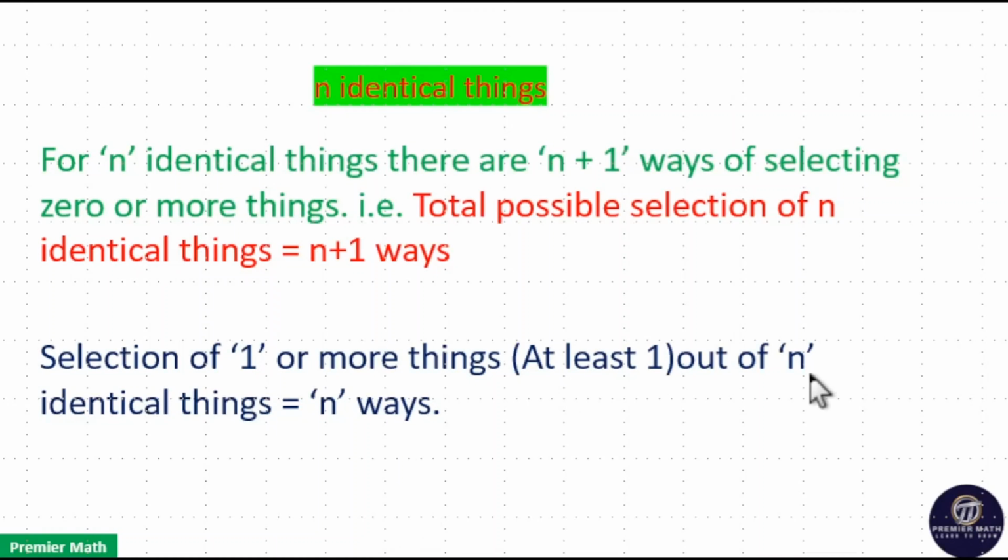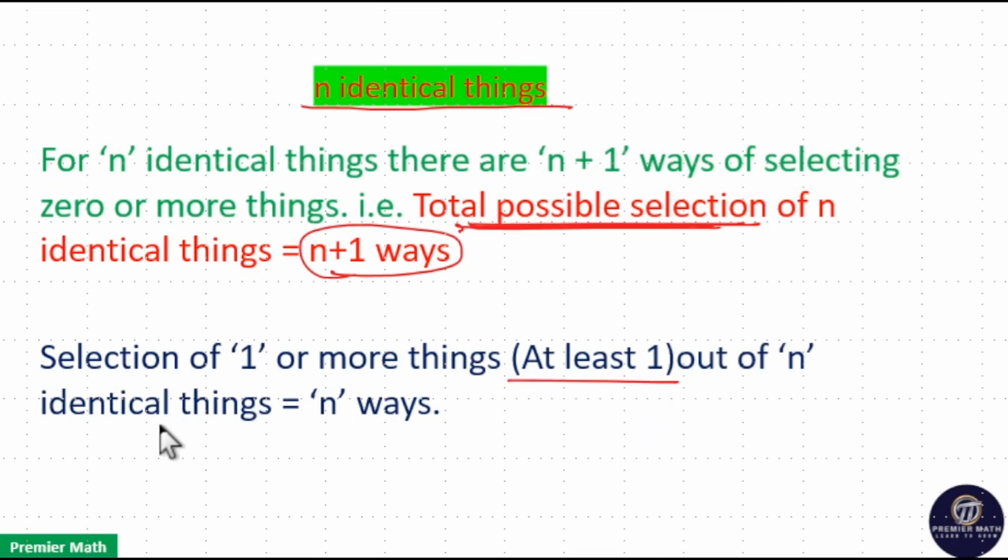Now before solving the next question, just remember certain things. For n identical things, total possible selection can be done in n plus 1 ways. Total possible selection means all the possible selections, which includes 0 selection as well. Then at least 1 out of n identical things can be done in n ways. That is, at least 1 selection doesn't include 0 selection. So subtract 0 selection from this n plus 1. So n plus 1 minus 1 is equal to n ways.